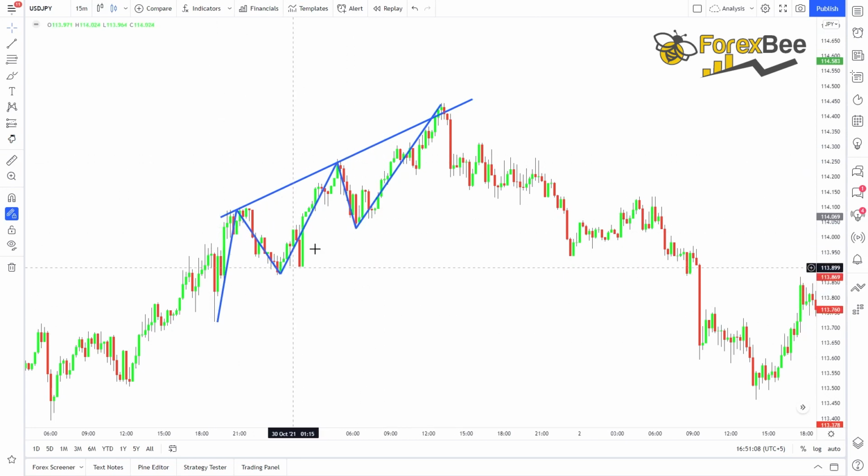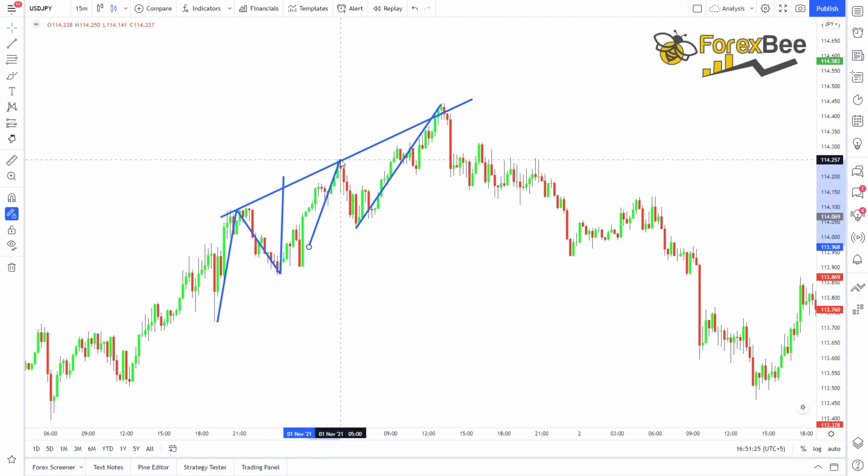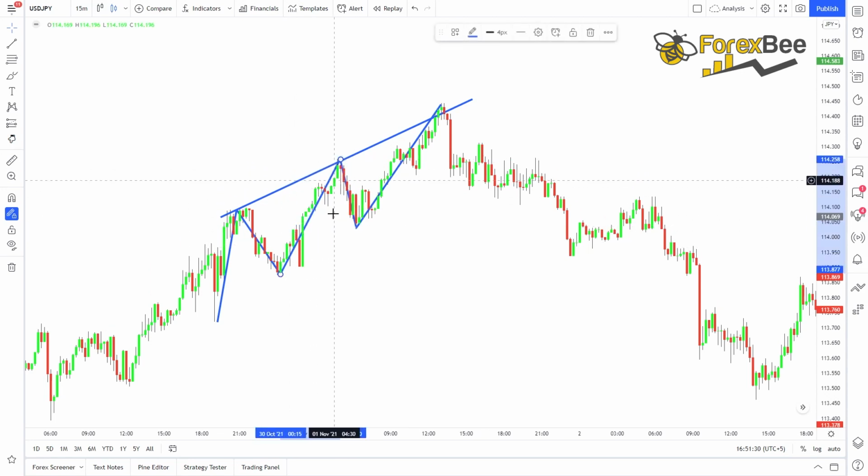If you had seen something like this, where the first wave was like this, or the second wave was like this, that pattern would not have been valid, because the time duration of the first wave and the second wave is not the same. So the time duration needs to be the same in order for the three drive pattern to be valid.